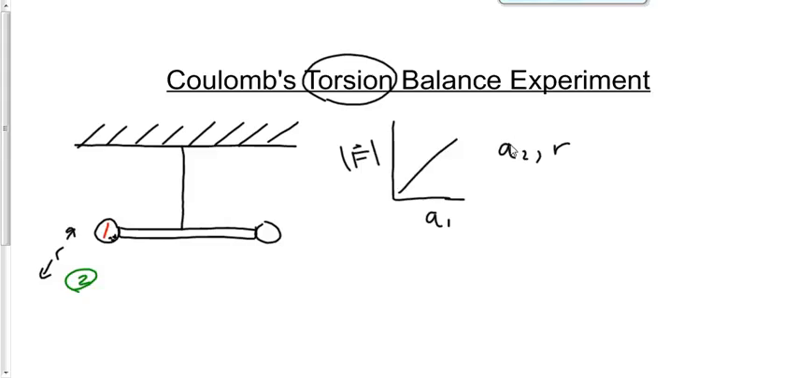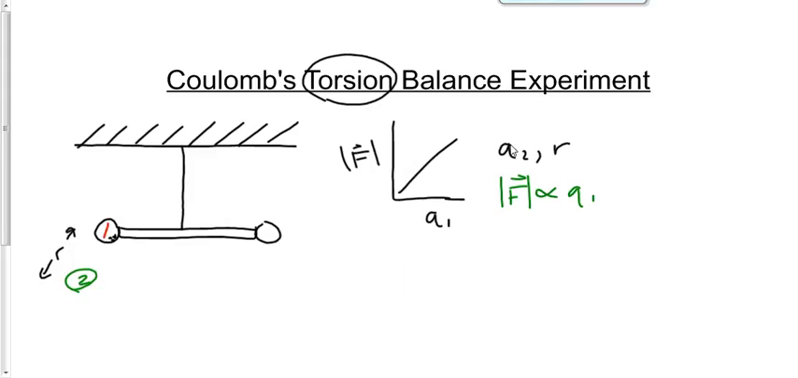That tells him that F is directly related to Q1. As Q1 goes up, F goes up. If Q1 goes up by a factor of 3, then F goes up by a factor of 3. If Q1 goes up by a factor of 16, then F goes up by a factor of 16. They're linearly related. They're directly proportional.